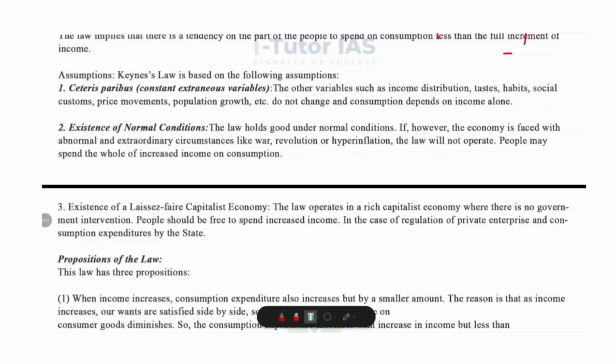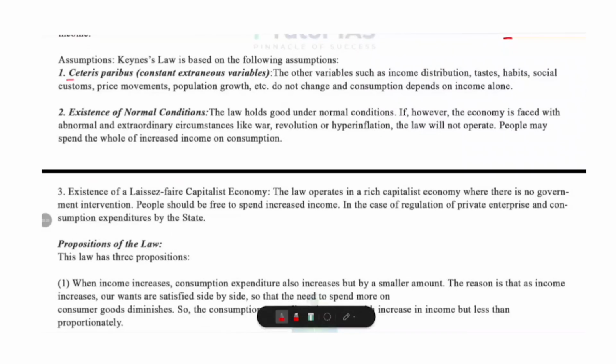Okay. Now let's look at the assumptions of Keynes law. Keynes law means psychological law of consumption. Before we apply Keynes law, we must understand the conditions under which it works properly. So Keynes assumed certain things remain constant, otherwise the law won't hold true. So let's go one by one. First assumption is ceteris paribus. That means other things remain constant.